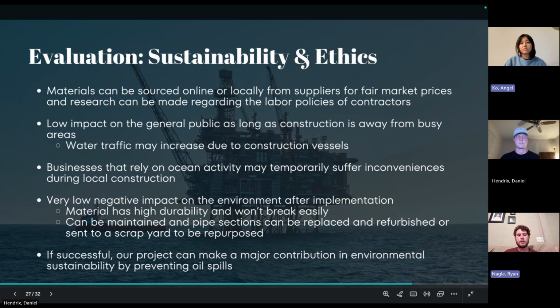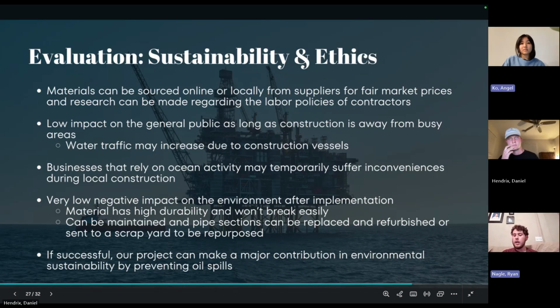So continuing with the sustainability, like I said before, materials can be sourced online, but it makes more sense to source them locally at fair market prices. And there's additional research that can always be done regarding labor policies to make improvements on that, but that kind of goes with what we already talked about in the last slide.